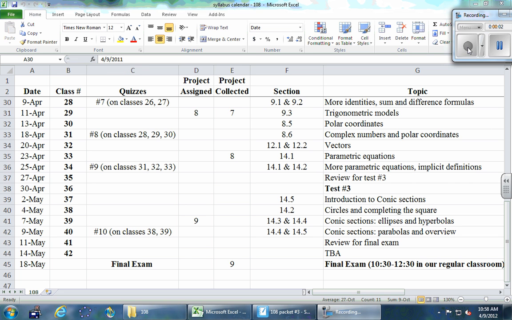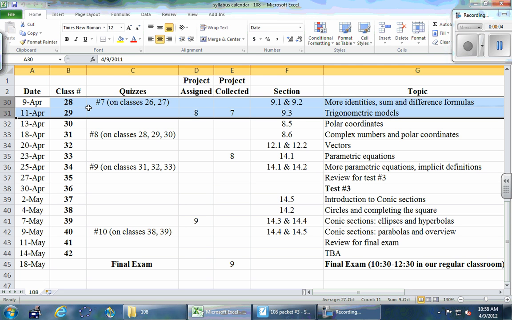All right, so while we're opening to page 10, here's a look at our calendar. Today is class number 28. All right, here's some quick arithmetic for you. 28 divided by 42, what does that reduce to?